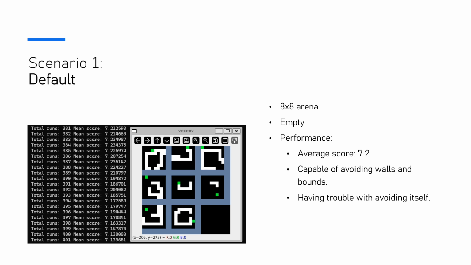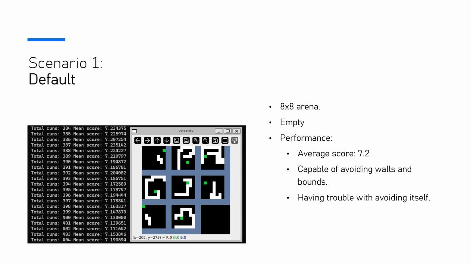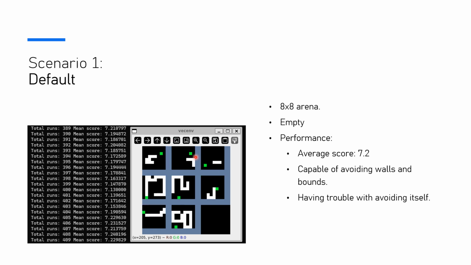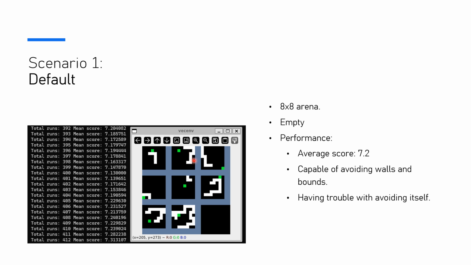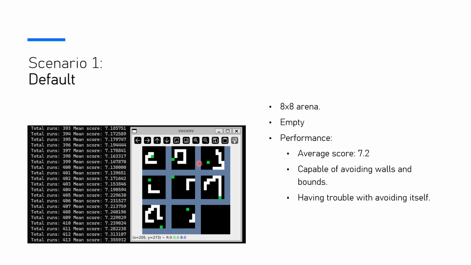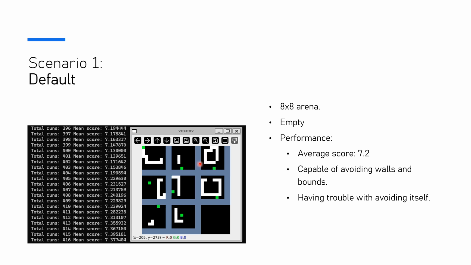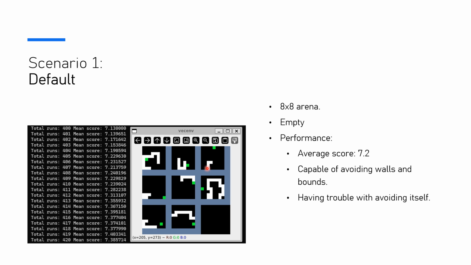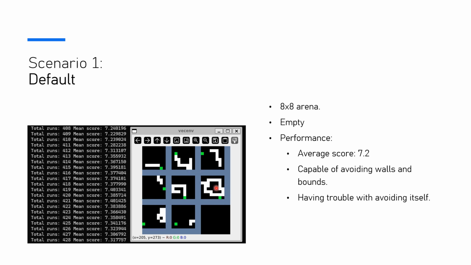The first scenario is the default scenario, which is basically just an empty 8x8 arena. The average score is around 7.2. The snake is capable of avoiding walls and obstacles. When the snake is shorter, it is capable of avoiding itself. But when it gets longer, most of the time, as we can see here, it bites itself.